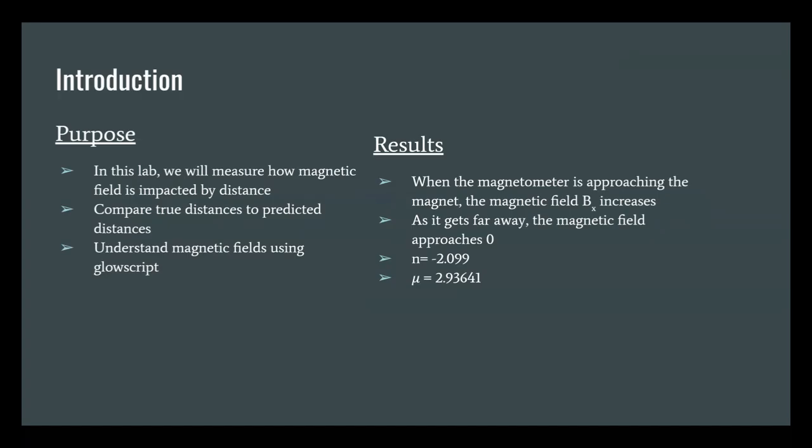So, the purpose of this lab is to measure how a magnetic field is impacted by distance. We need to compare the true distances to predicted distances and understand magnetic fields using GlowScript.